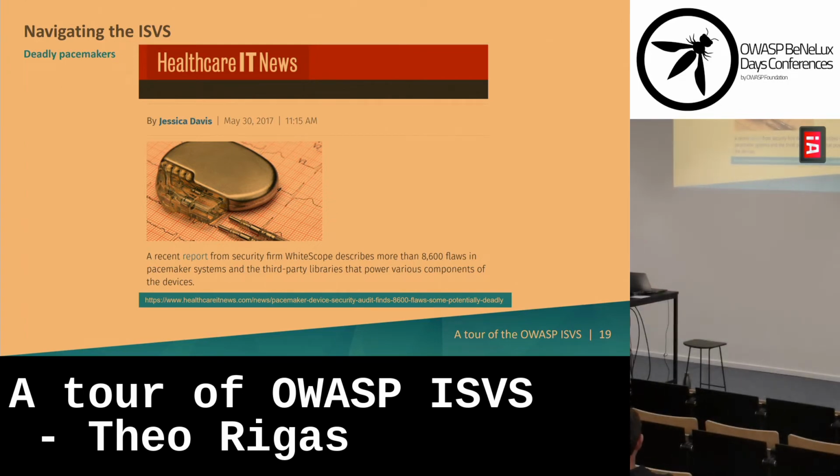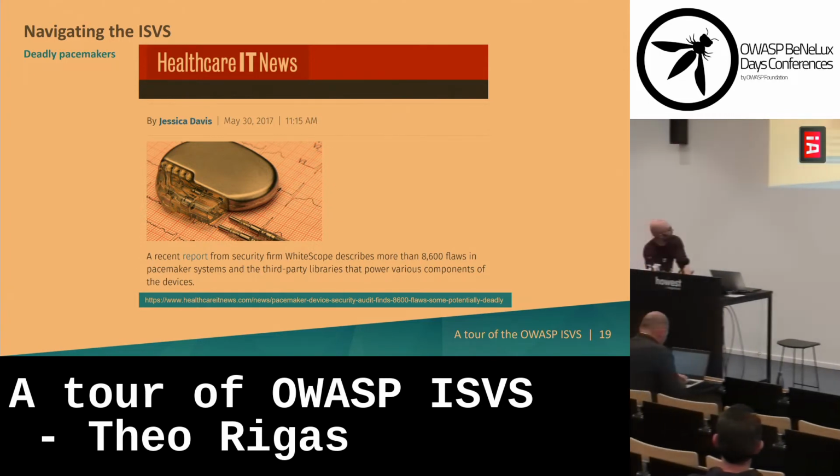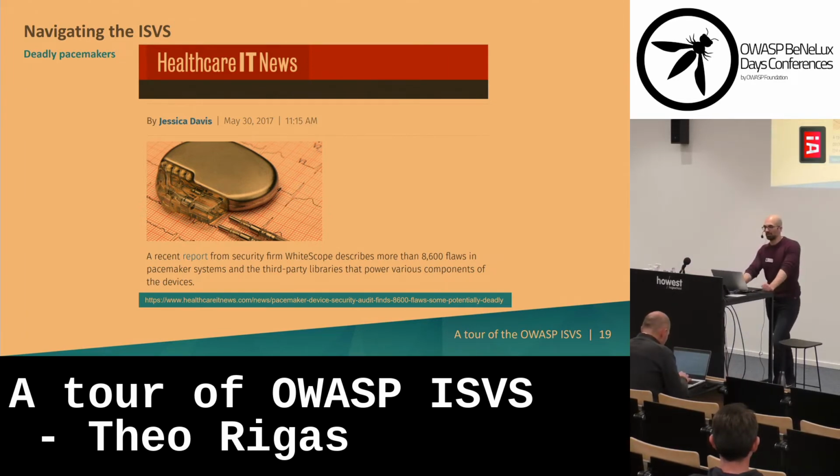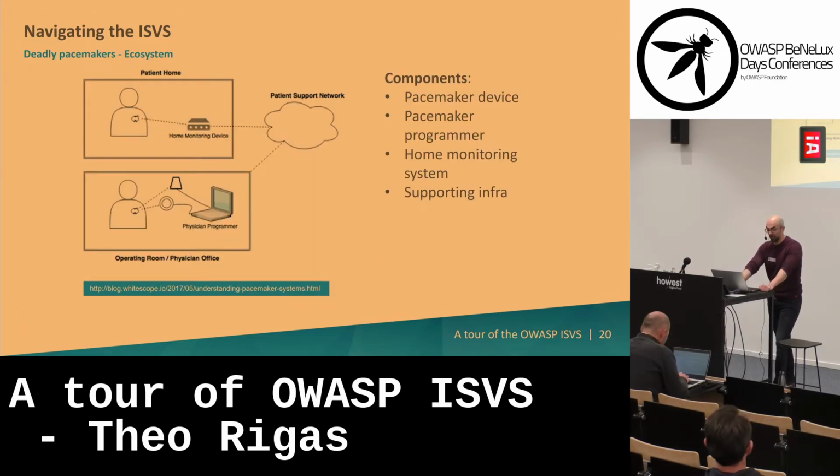So if you look at the headline, it reads, a recent report from security firm Widescope describes more than 8,600 flaws in pacemaker systems and the third-party libraries that power various components of the devices. Sounds interesting, sounds deadly. And just to help you understand what kind of ecosystem we're talking about, you have the design there. You basically have 4 components in this kind of ecosystem.